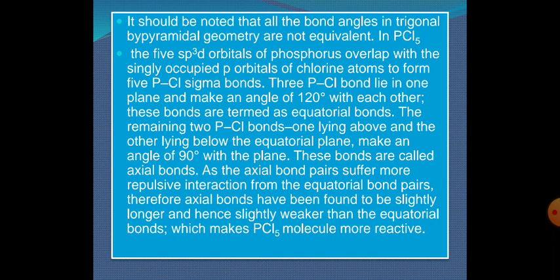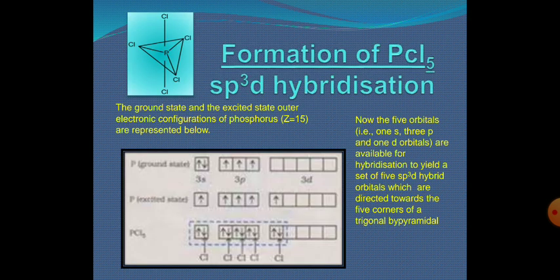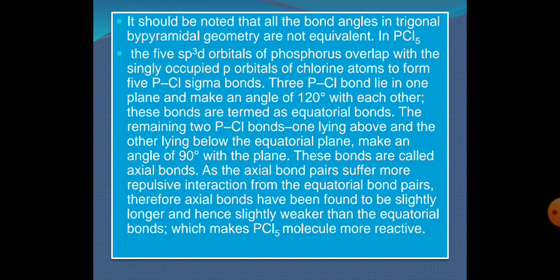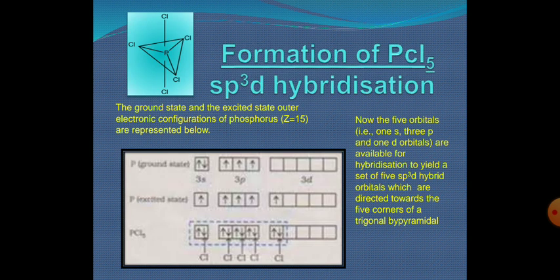The 5 sp3d hybrid orbitals of phosphorus overlap with the singly occupied p orbitals of chlorine atoms to form 5 P-Cl sigma bonds, which we already saw in the previous slide. 3 P-Cl bonds lie in one plane and make an angle of 120 degrees with each other. These bonds are termed equatorial bonds. The remaining 2 P-Cl bonds, one lying above and the other below the equatorial plane, make an angle of 90 degrees with the plane. These bonds are called axial bonds, which we already saw in this figure.